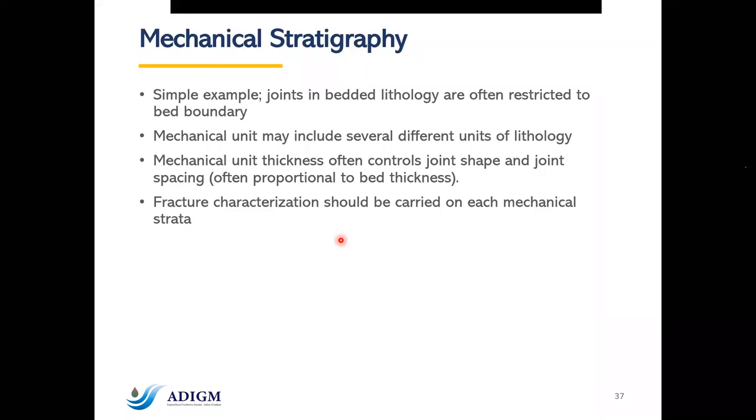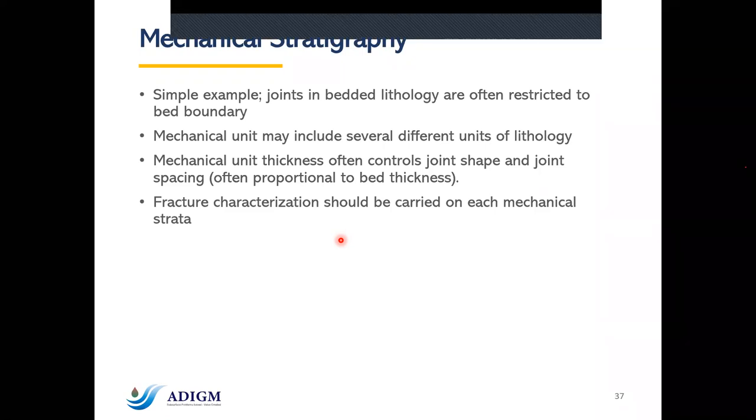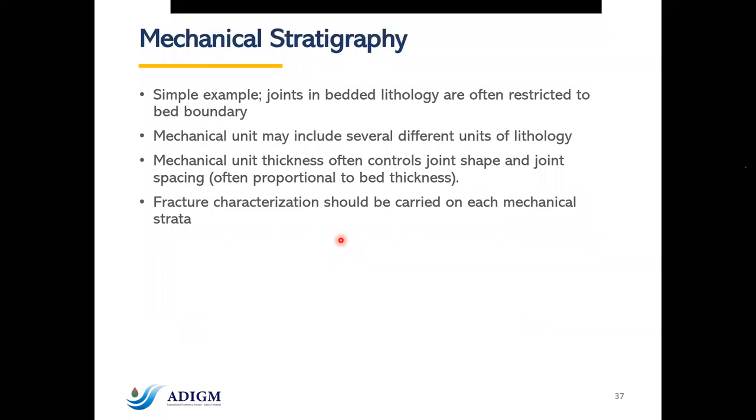So the mechanical unit, or the mechanical stratigraphy for each zone or each unit, may include several different lithologies, but with similar mechanical properties. The mechanical unit thickness often controls the joint shape and the joint spacing. Joint is similar to fractures, yeah. And also, very often, it's proportional to bed thickness.